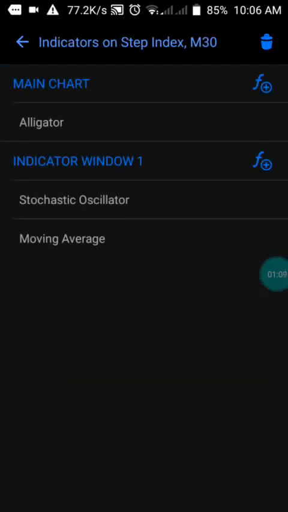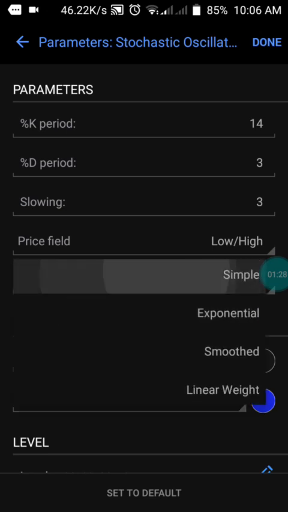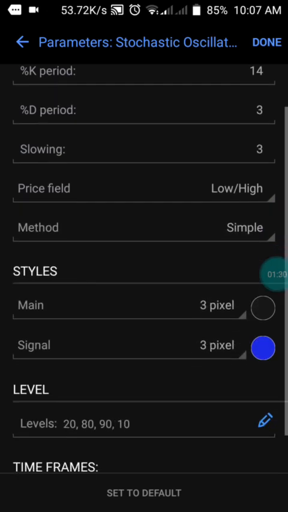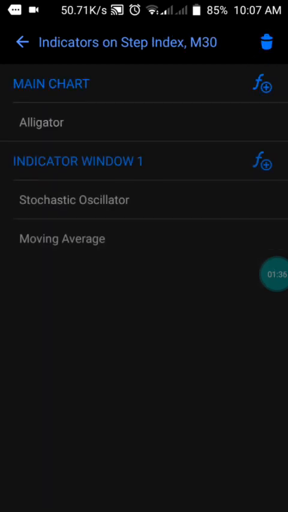Then we will move to the first indicator window, which is the oscillator. We have the K period of 14, the D period of 3, the slowing of 3, the price field of low and high, and the method to be simple. We have our two styles in black and blue. You press on done. Then the moving average levels of 20, 80, 90, and 10. You press on done.